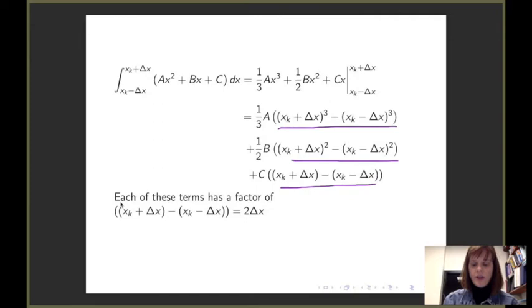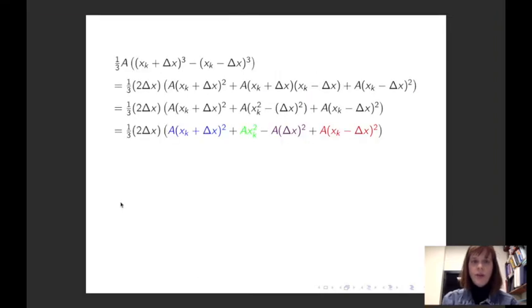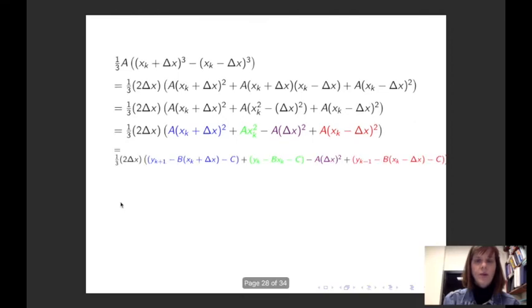We're going to work with each of these three pieces separately and then combine them to simplify at the end. So when I work with that first piece where there's the coefficient of 1/3 a, we have that difference of cubes, which all simplifies to 1/3 times twice the length of our subinterval. And again, we see those pieces in blue, green, and red, and then purple, referencing what we've seen before, so that a times x sub k plus delta x squared can be rewritten as y sub k plus 1 minus b x sub k plus delta x minus c. I can do a similar substitution for a x sub k squared, and again for a times x sub k minus delta x quantity squared.